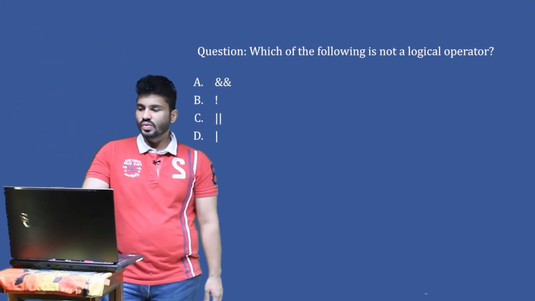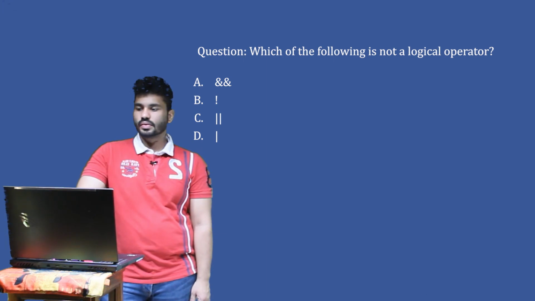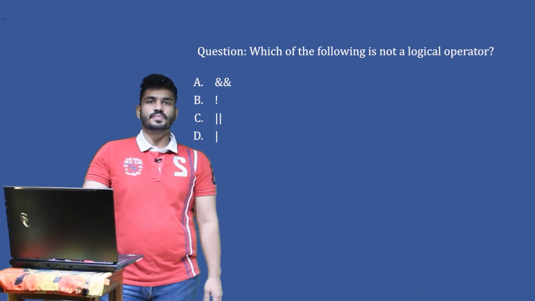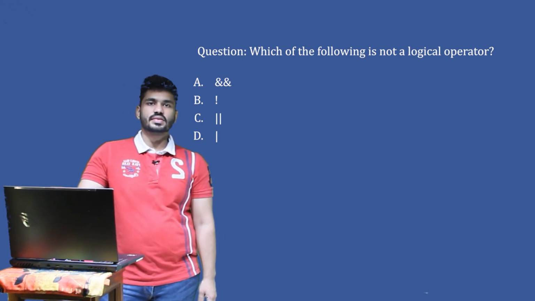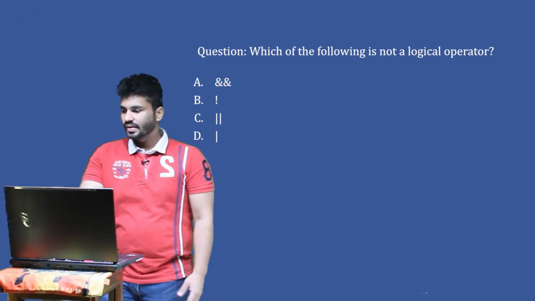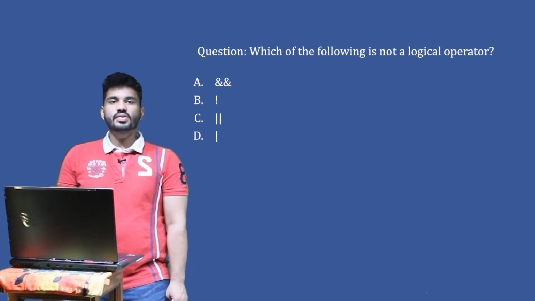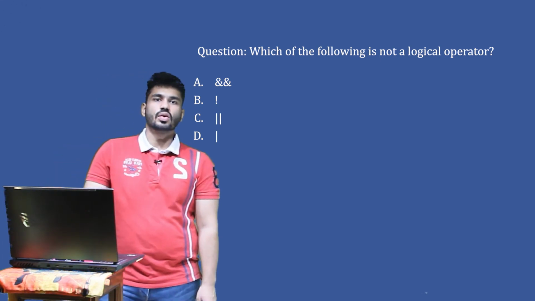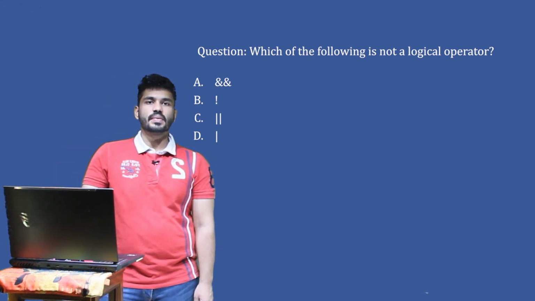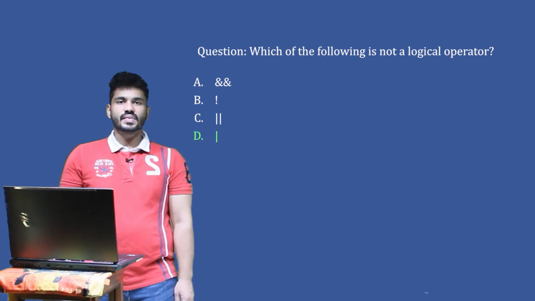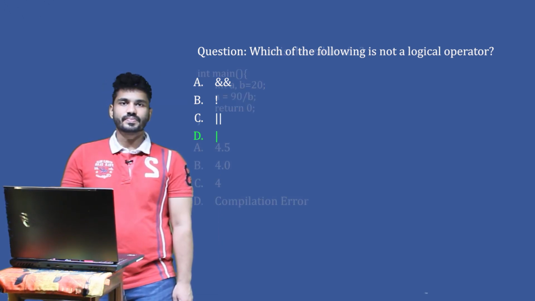The next question is, which of the following is not a logical operator? In option A, we have two ampersand signs which are logical AND. In option B, we have an exclamation mark which is logical NOT. In option C, we have a double pipe which is logical OR. In option D, we have a single pipe. This is bitwise OR. Thus the correct answer is D.